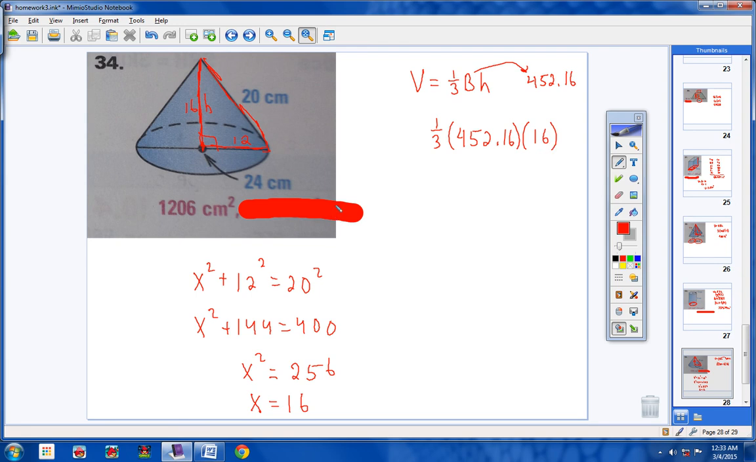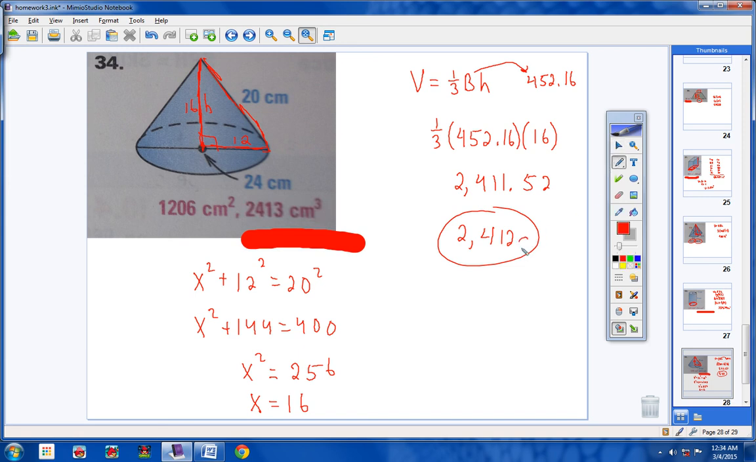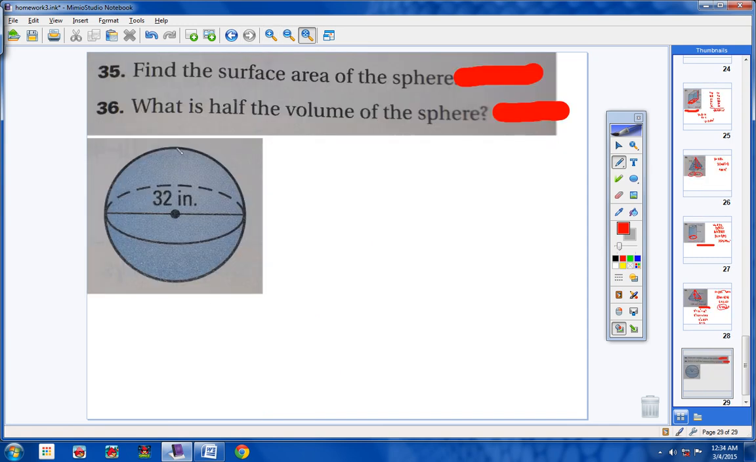If you take 1/3 times 452.16 times 16, you will get 2,411.52. And if you round that to the nearest whole number, you'll get 2,412 cubic centimeters. I'm not sure why they have a 13. I'm getting a 12, but it's close enough either way. All right. Numbers 35 and 36, and we're finally finished.